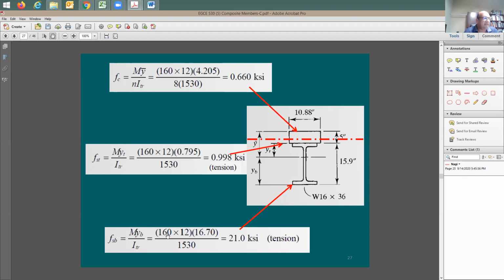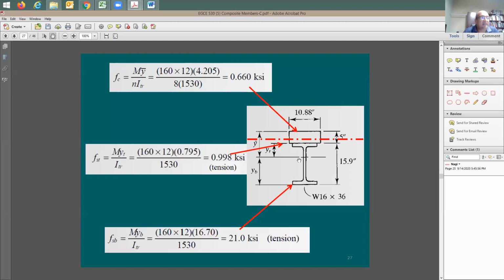Here's the moment, 160 times 12, divided by 1530. This 1530 is the transferred moment of inertia, considering that the entire section is made out of steel. Multiply by 16.7. Now 16.7 is the distance from the neutral axis, the 0.8 inch, plus 15.9, the distance from this red center line all the way to the bottom of the steel section. And with that, I have a stress of 21 psi.